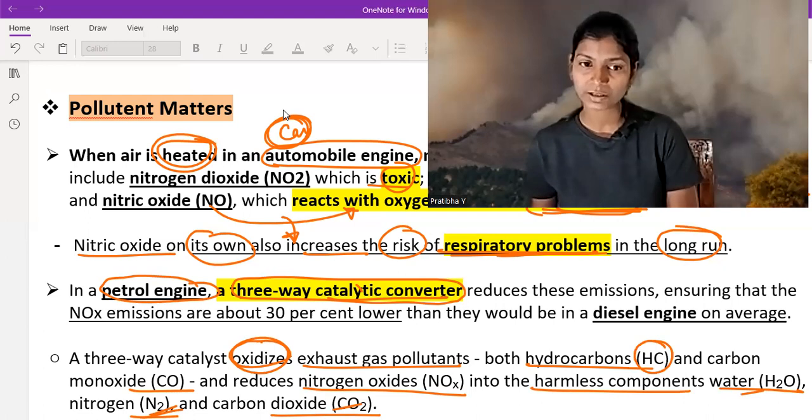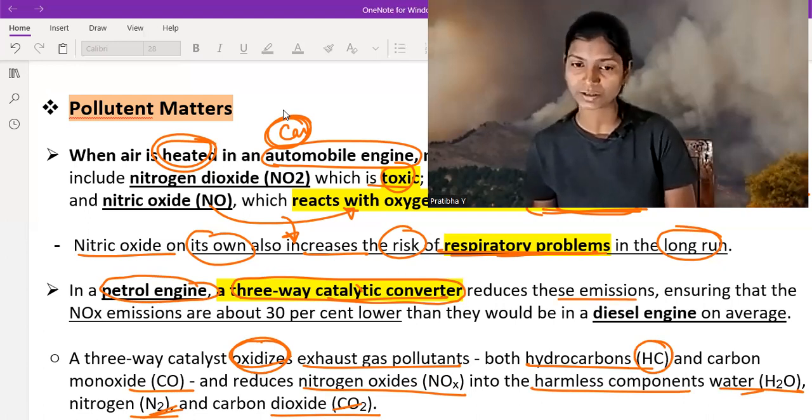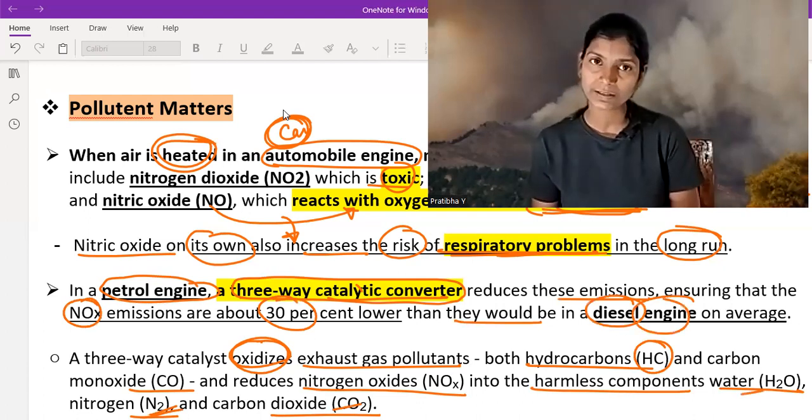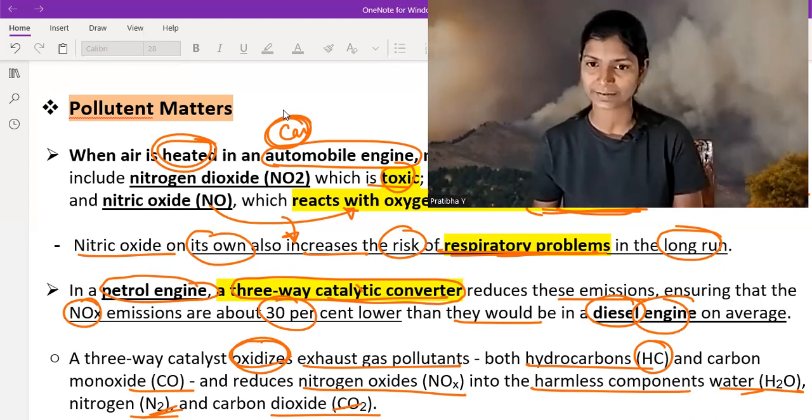So in a petrol engine, a three-way catalytic converter reduces these emissions, ensuring that NOx emissions are about 30% lower than they would be in a diesel engine on average. So in a petrol engine, whatever amount of NOx it produces is 30% less than a diesel engine.